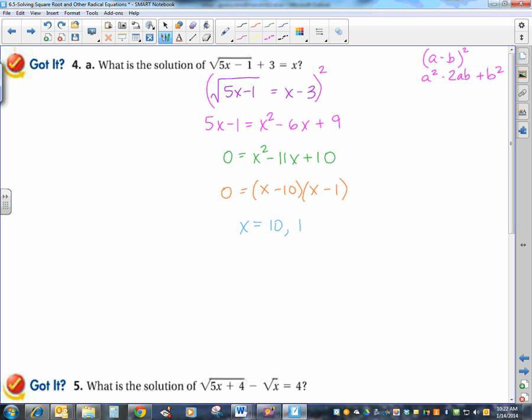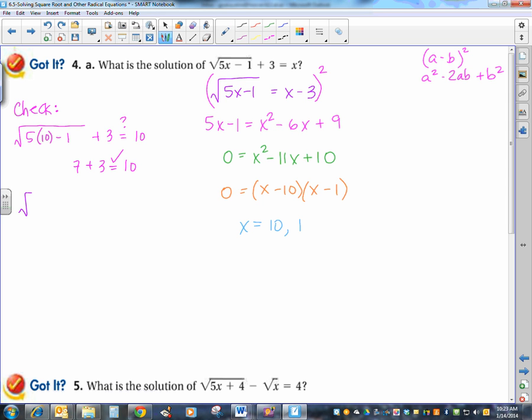So we need to go check those. Alright, again, checking the original equation. So I have the square root of 5 times 10 minus 1, plus 3. Does that equal 10? Okay, 5 times 10 is 50. 50 minus 1 is 49. Square root of 49 is 7. Does 7 plus 3 equal 10? Yes, it does. So we're good with that.